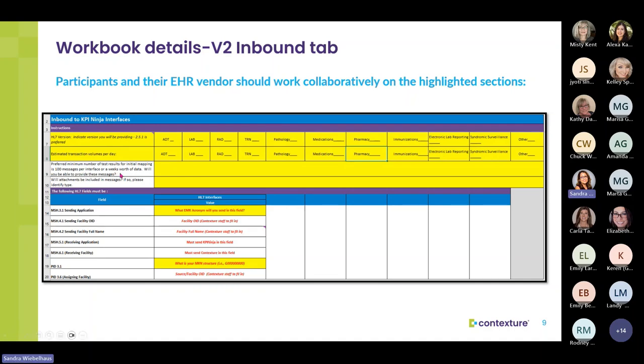HCI KPI Ninja is also asking for a minimum of 100 test messages or a week's worth of data so that we can start working on your testing. So the question here is, can you do either 1 week's worth of data or 100 test messages? Most vendors say yes to this, and most can. And if there's going to be any attachments included, and if so, what type of attachments would we be getting in your feed? That's the information that we're going to need.